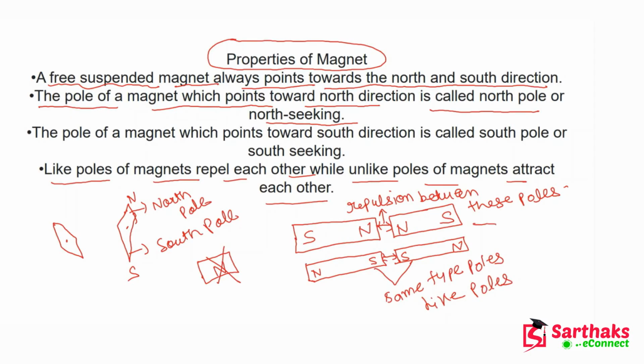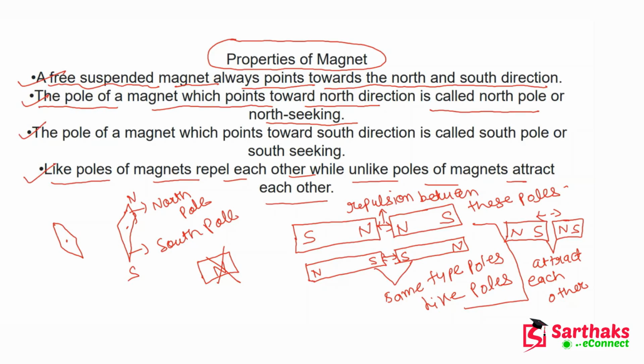But instead of this, if I bring the opposite poles closer, then they will attract each other. Let's suppose this is north, this is south, and this is north, and this is south. Here, if these poles are brought closer, then definitely they are going to attract each other. Why do they attract each other? This is their property, we cannot do anything in this. Unlike poles always attract each other, but like poles always repel each other. So I hope guys these three points are clear to you.